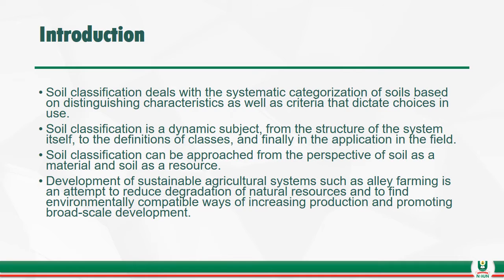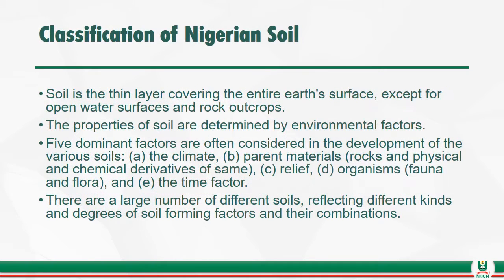So soil classification can be approached from the perspective of soil as a material and soil as a resource. Development of sustainable agricultural systems is an attempt to reduce degradation of natural resources and to find an environmentally compatible way of increasing production and promoting broad scale development.